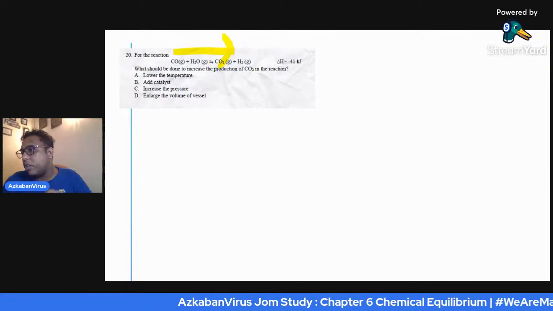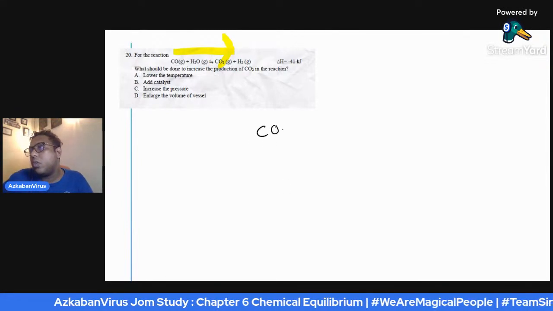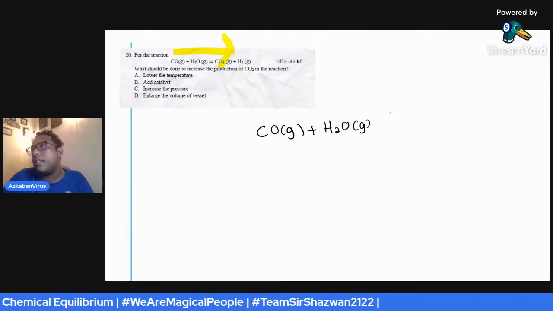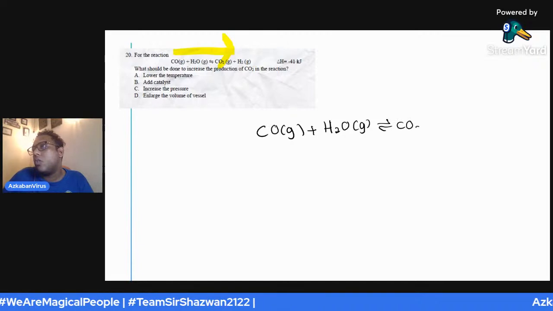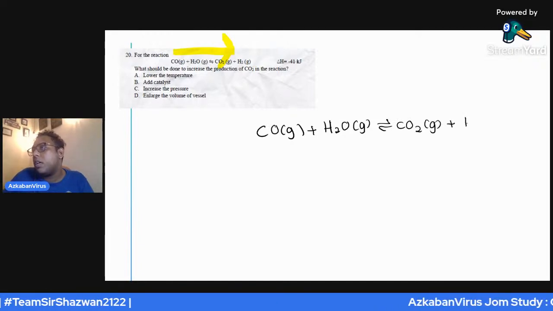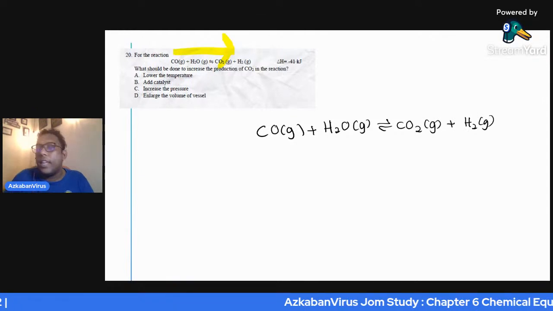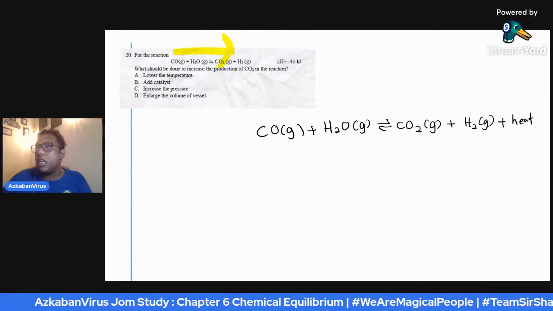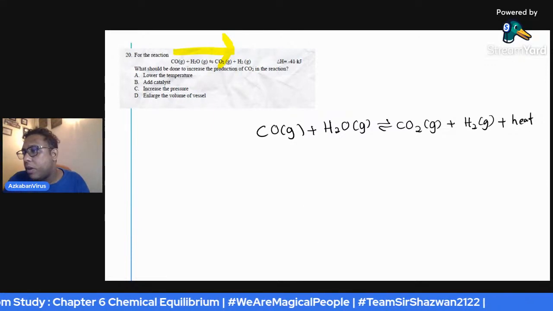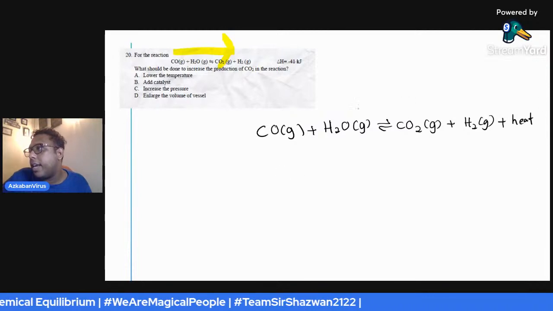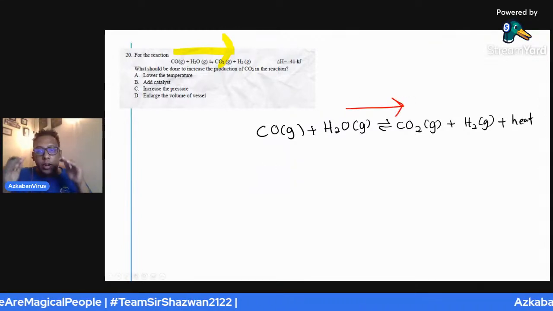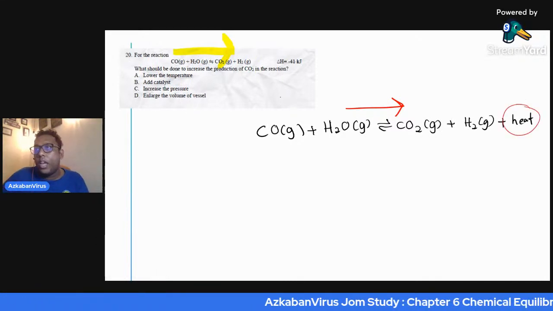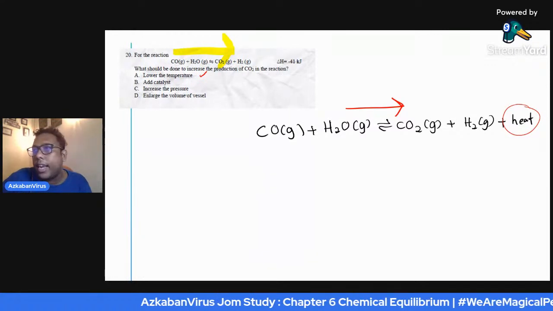Okay, so saya tulis dulu equation ni besar-besar. CO gas tambah H2O gas, dia akan jadi CO2 gas tambah H2 gas. Delta H negatif, bermaksud heat ada dekat sini, plus heat. Okay. Lower the temperature. If you lower the temperature, dia akan shift to the right. Sebab bila rendah temperature, sistem tahu, oh no heat. So dia akan mencari heat balik. Okay. So ini betul. Add catalyst tidak ada kaitan.